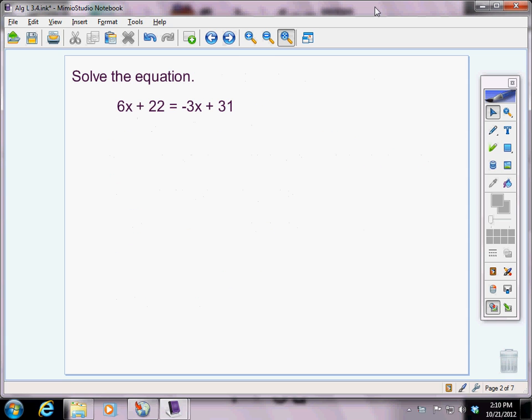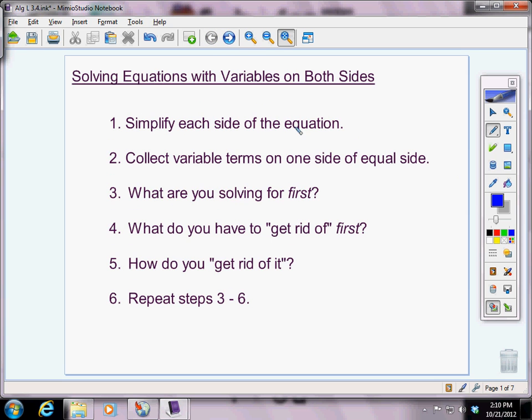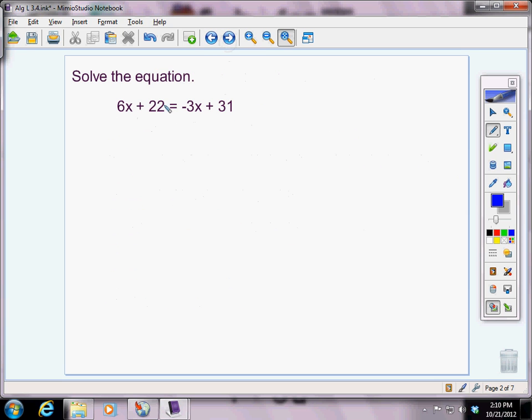Let's look at this example. It says solve the equation. 6x plus 22 equals a negative 3x plus 31. If you look at our steps, remember our steps say to simplify each side of the equal sign. When we say each side, remember this equal sign holds this side in balance with this side. So we have to simplify this side and simplify this side.